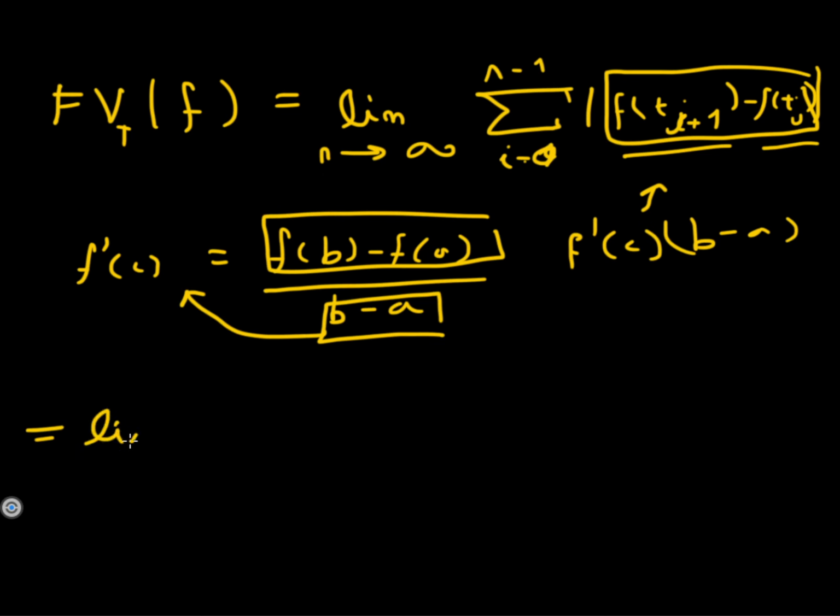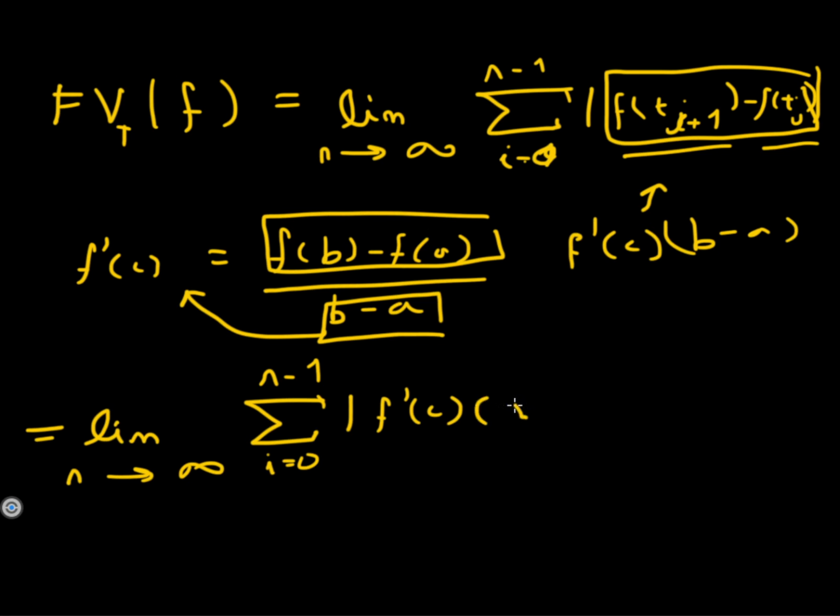So what we attain is the limit as n tends to infinity of the summation j equals 0 to n minus 1 of f prime c times tj plus 1 minus tj, where c is within the interval of tj to tj plus 1. This is a condition, of course, for the mean value theorem. Now we attain this. What does this mean exactly? This can simply be expressed as an integral.